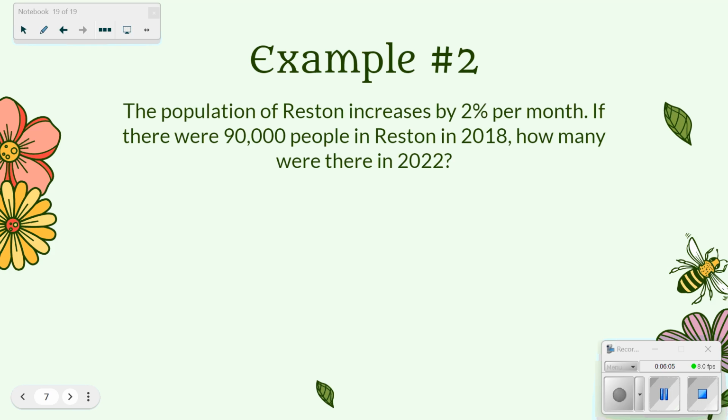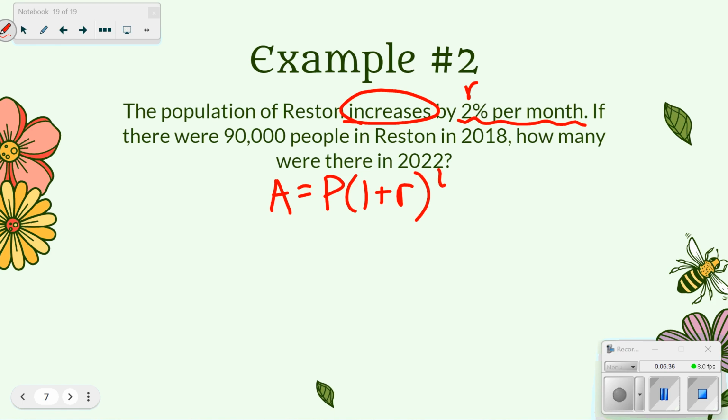All right, let's look at example 2. The population of Reston increases by 2% per month. So noticing that 2% per month, you may read. If there were 90,000 people in Reston in 2018, how many are there in 2022? So, if my population is increasing, I know that that will be growth or appreciation. So my formula would be A equals P times 1 plus my rate raised to the time.